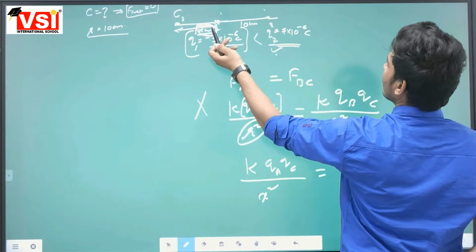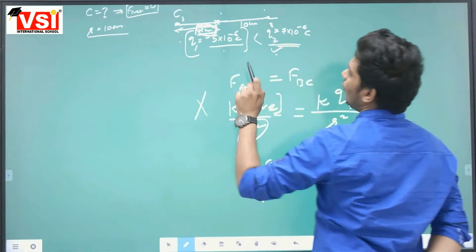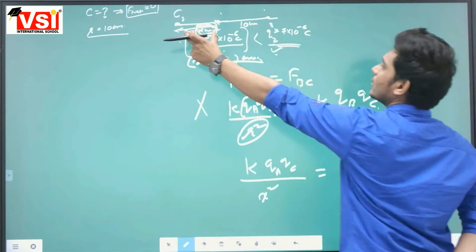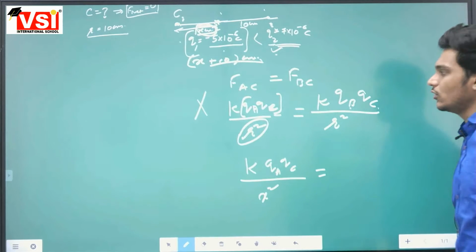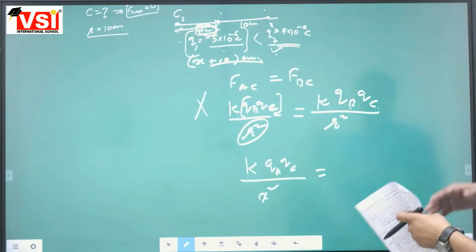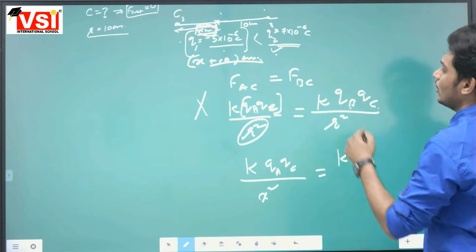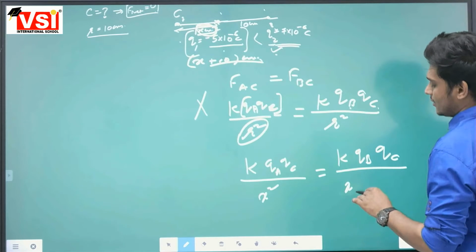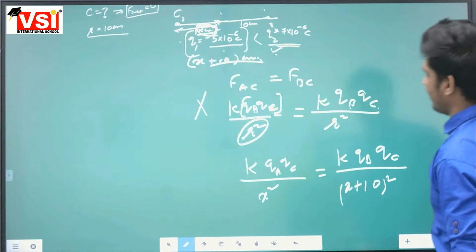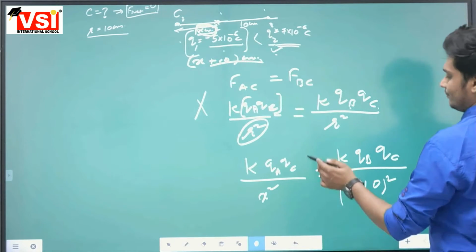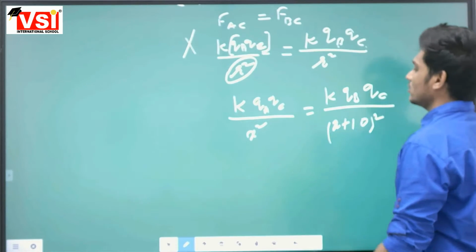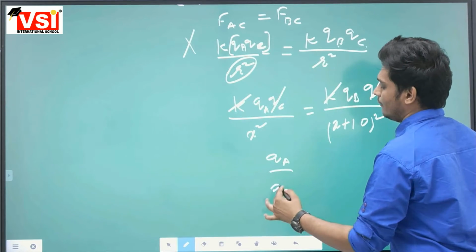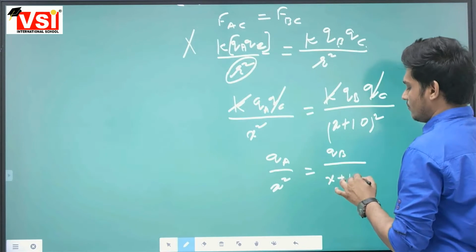And here the distance between B and C, or C and B, is equal to x plus 10 centimeter. This one is the x centimeter, this one is 10 centimeter. So the total distance between B and C is equal to x plus 10 centimeter. So K QB, value of charge which is placed at B, QC, value of charge which is placed at C, divided by distance between both the charges, that is equal to x plus 10 whole square. By the help of this equation we can solve and find out the value of x, because K gets cancelled out by the K, QC gets cancelled out by the QC, so the remaining quantities are QA divided by x square is equal to QB divided by x plus 10 whole square.